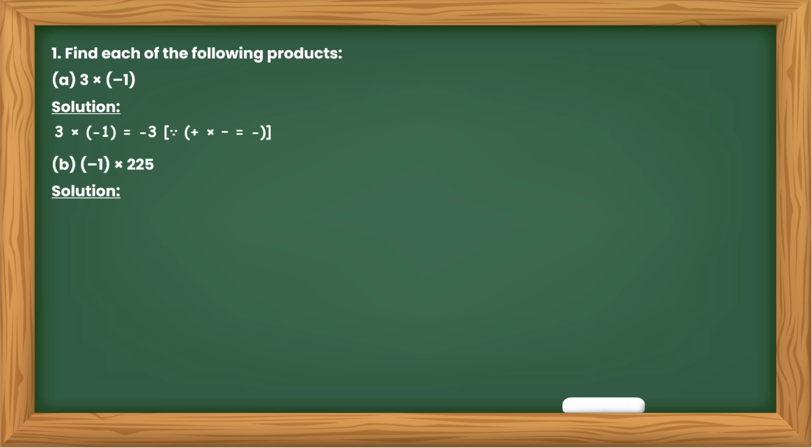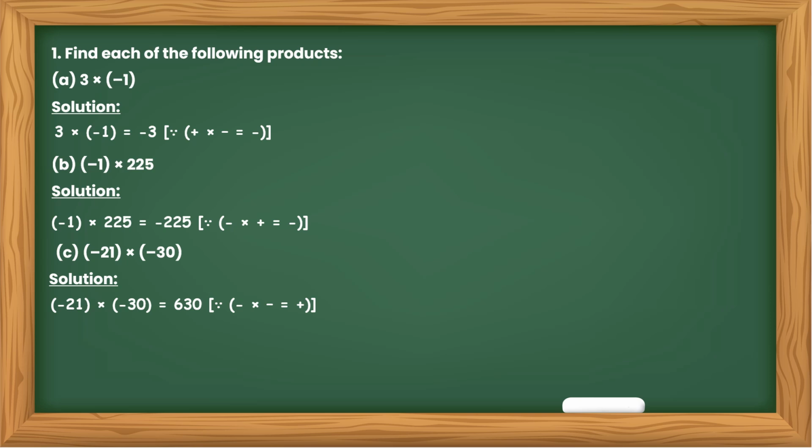B question is minus 1 into 225. Again 1 into 225 is 225. Minus into plus is minus. So our product is minus 225. The C question is minus 21 into 30. So 21 into 30 is 630 and minus into minus is always plus. So the product is plus 630.